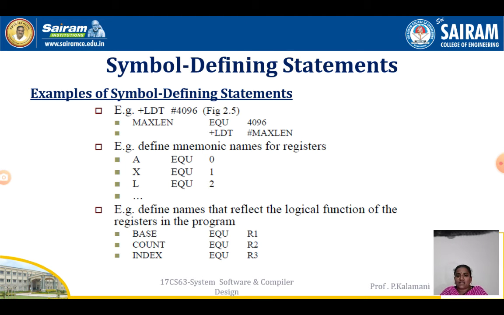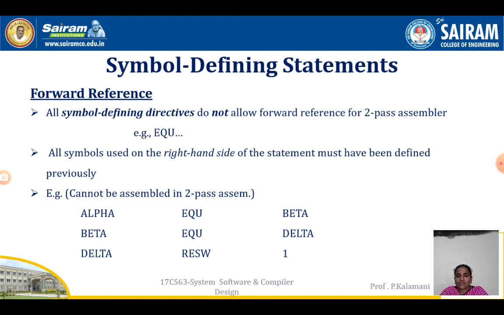Then the symbol defining statement, MAXLEN EQU 4096, will be specified. Wherever that EQU is used, it is an assembler directive that instructs the assembler to define the statement symbols. The symbol defining directive EQU does not allow forward reference for a 2-pass assembler. All symbols used on the right hand side of the statement must have been defined previously. That is the default condition. Otherwise the forward reference problem will occur, which cannot be assembled in a 2-pass assembler.